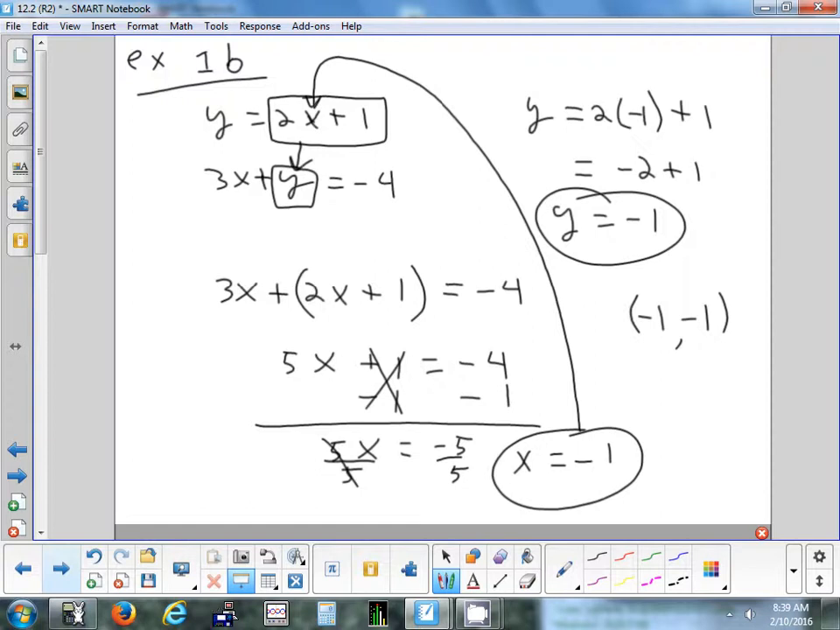So what's nice about substitution, there's kind of a nice flow to it. You've got your equations, you plug something in, you do the work, and then you plug that number back in. It's almost like a circle.